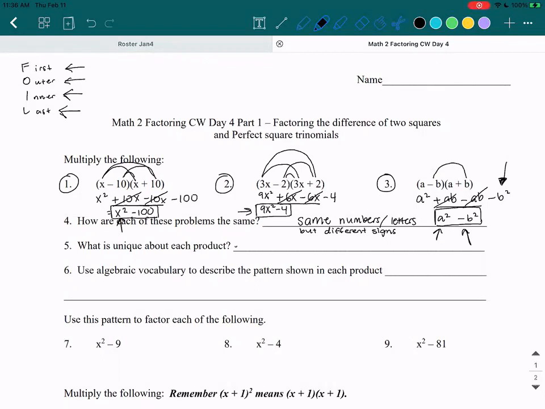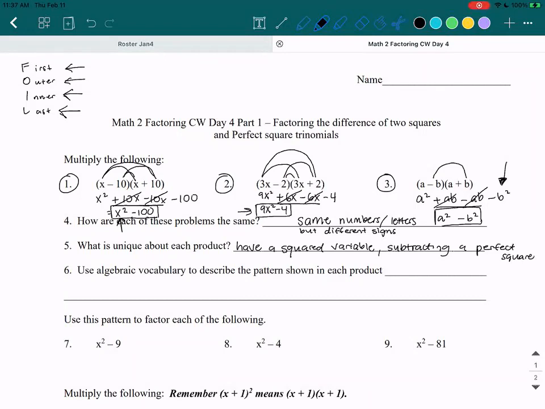I'm gonna write that. We have a squared variable, and then subtracting something else. And then I want to actually make it more specific. We are actually subtracting another squared. We are subtracting a perfect square.